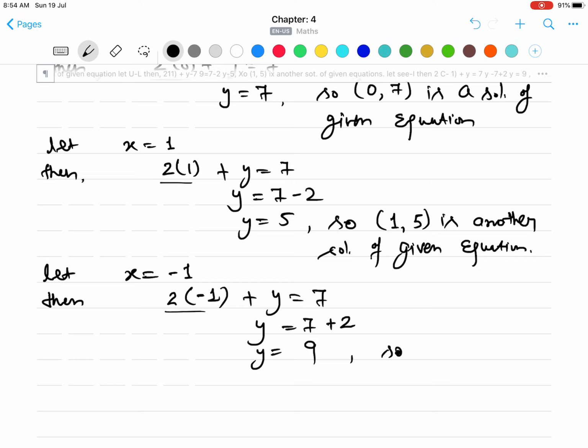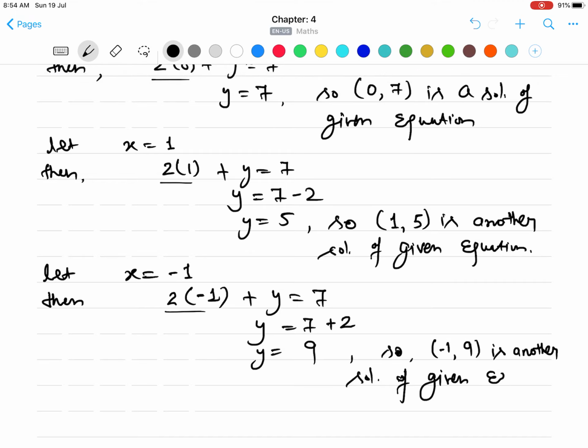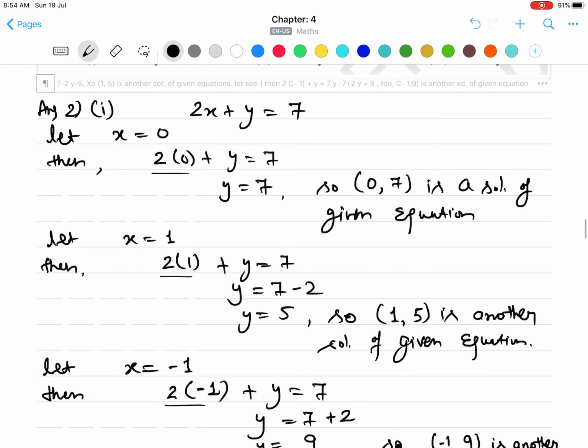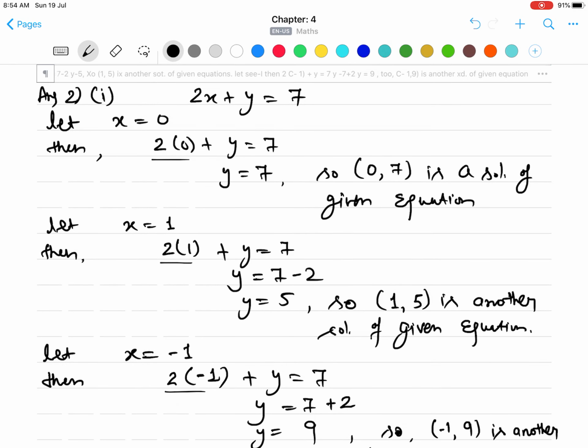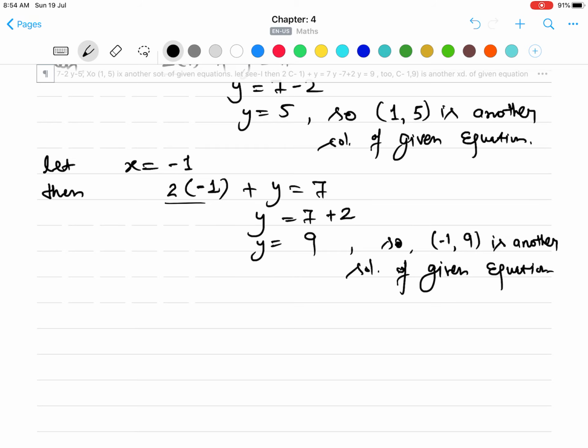So x is minus 1 and y is plus 9 is another solution of given equation. Okay, so how many solutions have we found already? We have found 3 solutions. We have to find another one.